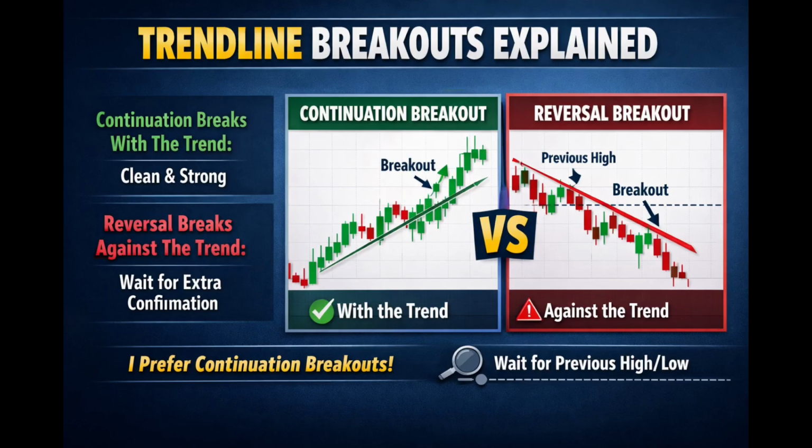6. Continuation versus reversal trend lines. Continuation trend lines break with the main trend. Reversal trend lines break against it. I personally prefer trading continuation breakouts. They are cleaner, stronger, and follow the flow of the market. For reversal trend lines, I usually wait for an extra confirmation, like a previous high or low breaking.